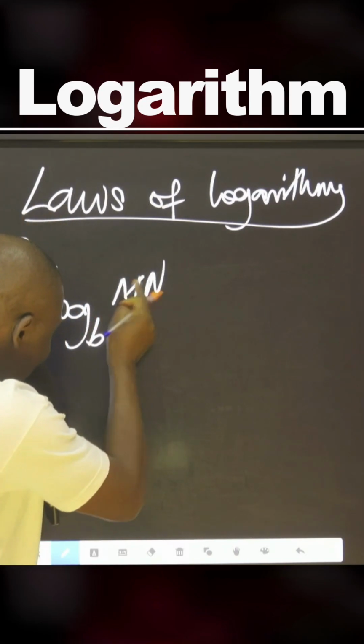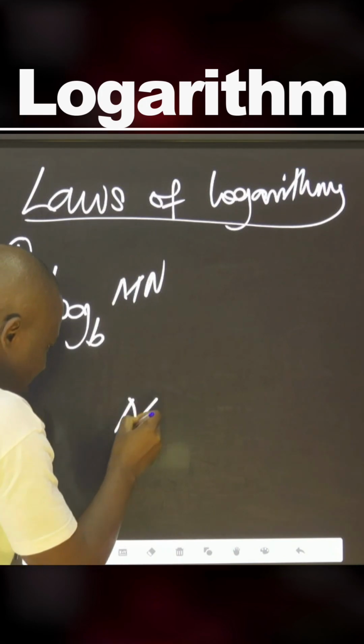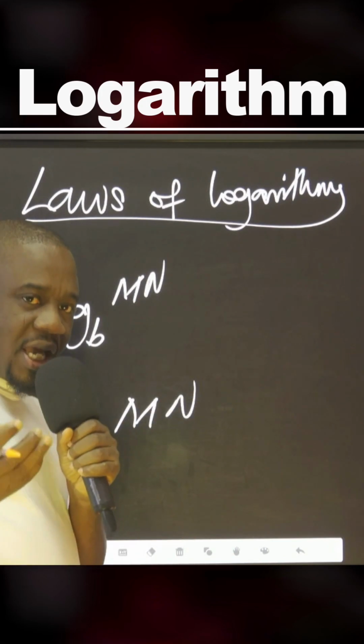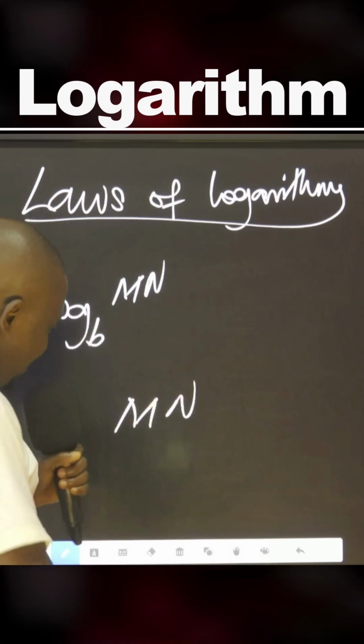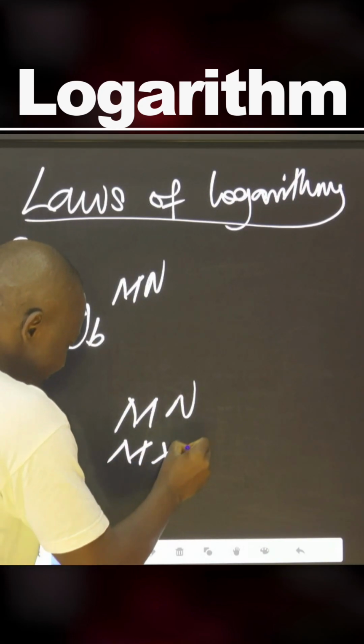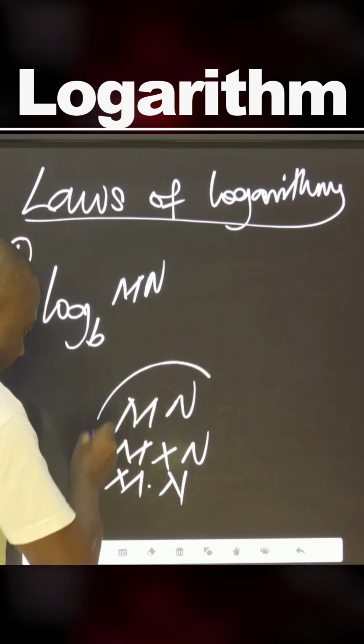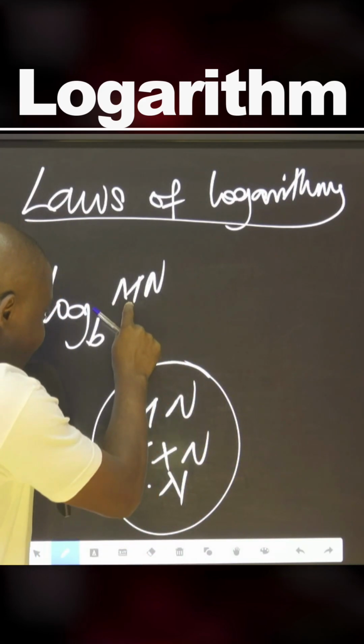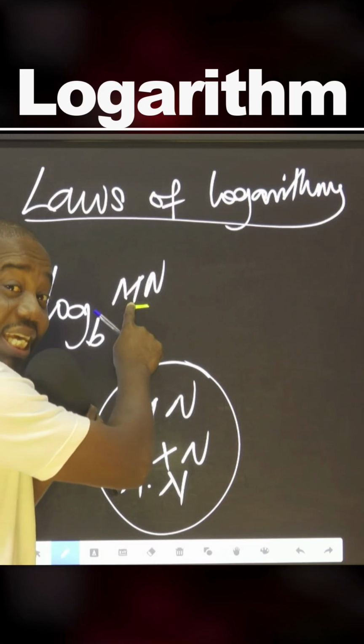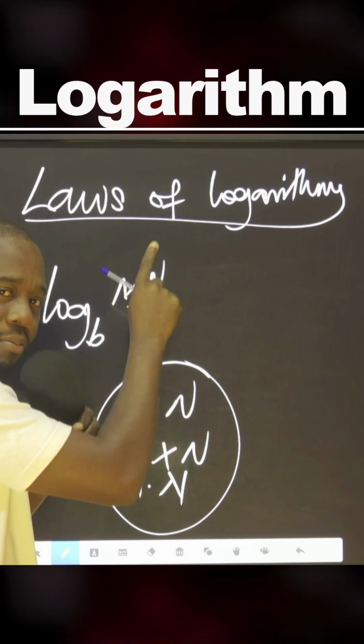As you can see in this place, when you have something like this, what is the meaning? Another way you can express them is m multiplied by n, or m dot n. They are all the same. So what is the operator in this place? The operator is multiplication.